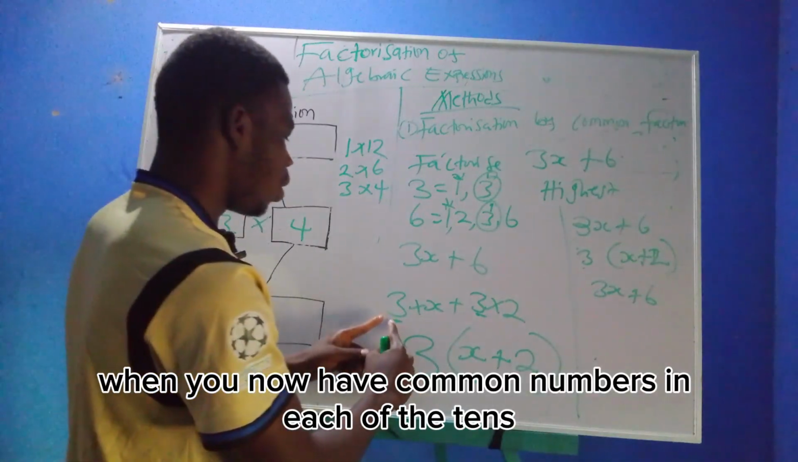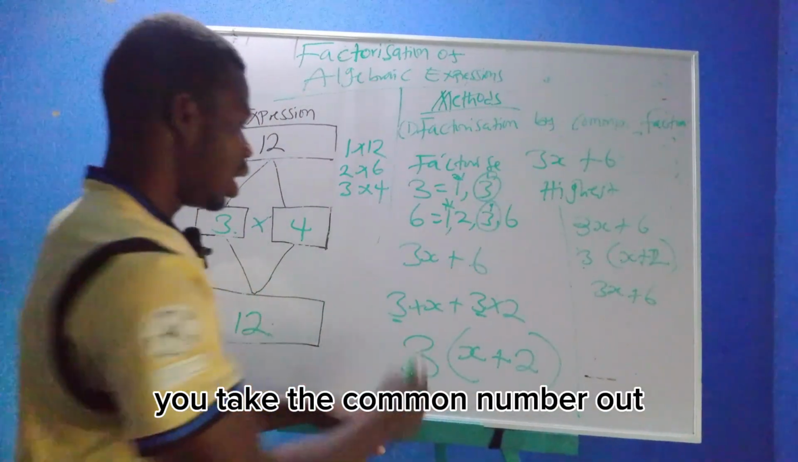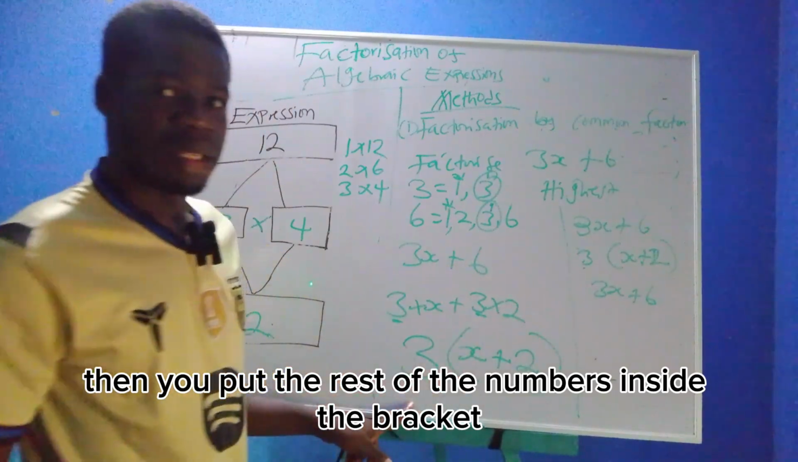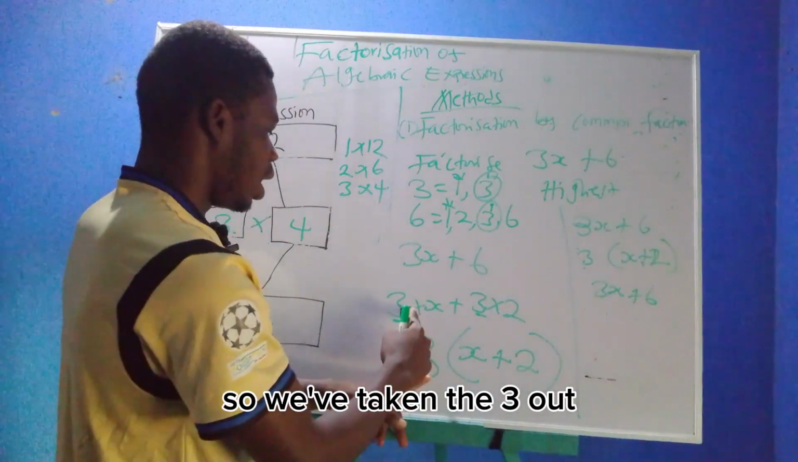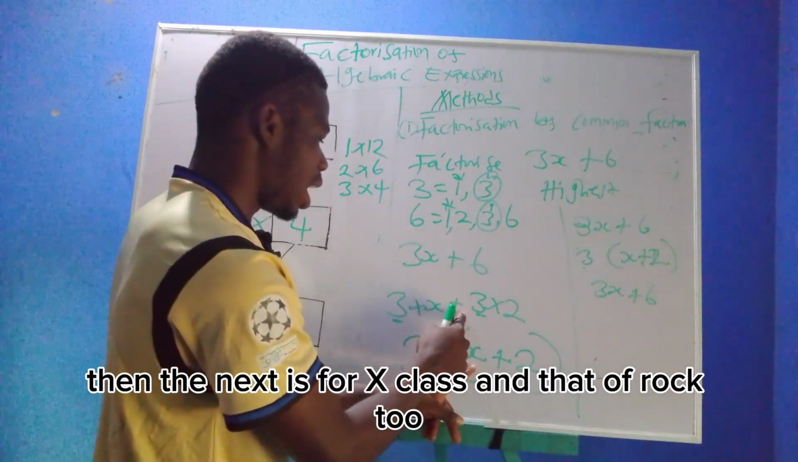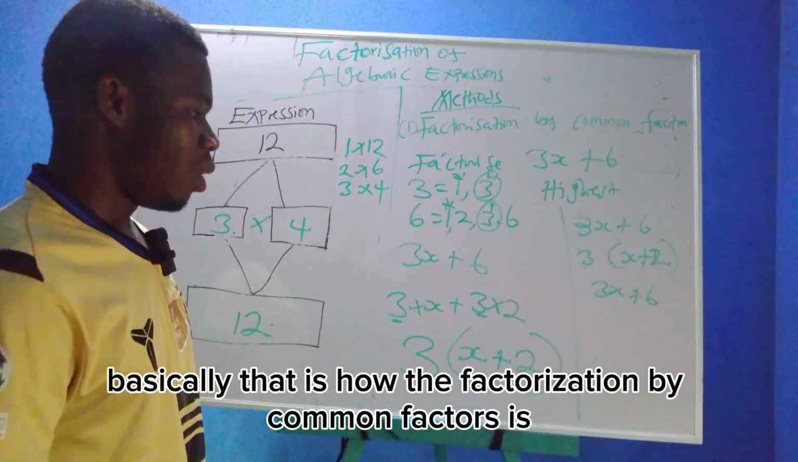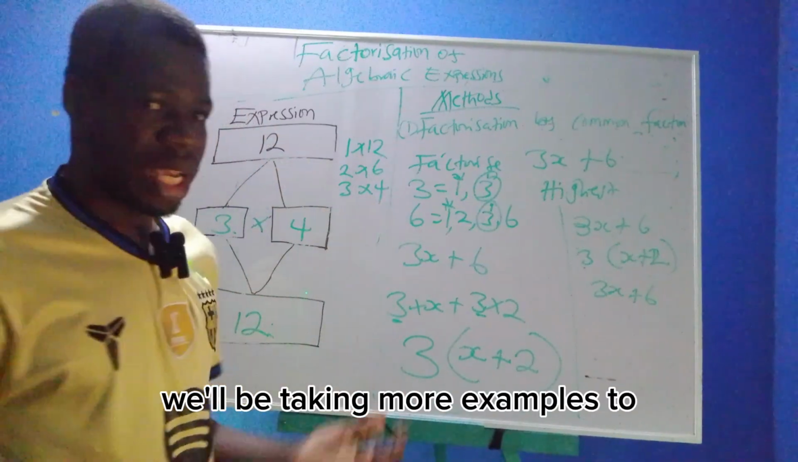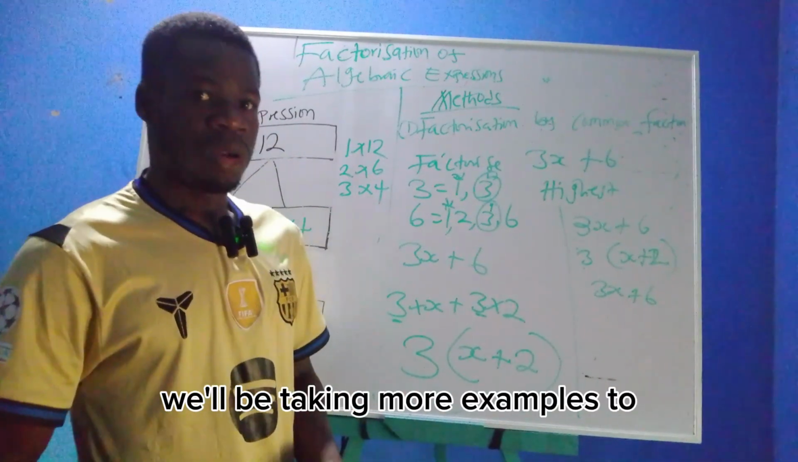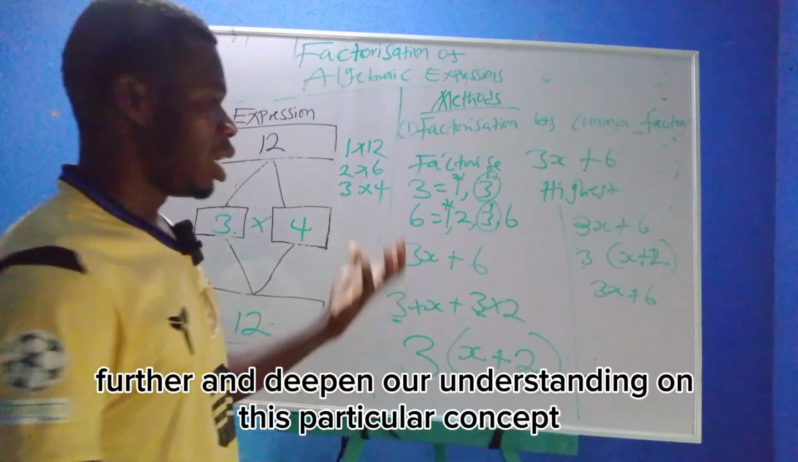When you now have common numbers in each of the terms, you take the common number out, then you put the rest of the numbers inside the bracket. We've taken the 3 out, then the next is x plus 2. Basically, that is how the factorization by common factors is. We'll be taking more examples to further deepen our understanding of this particular concept.